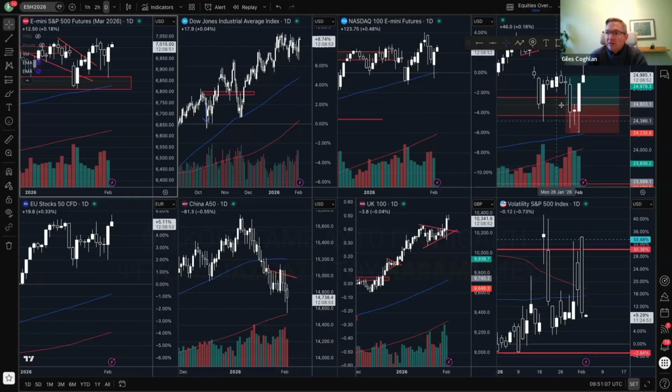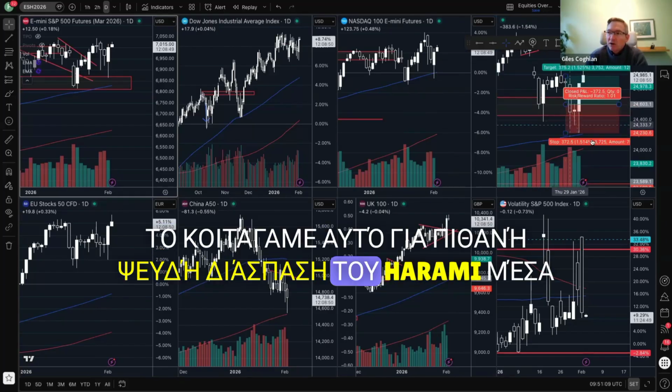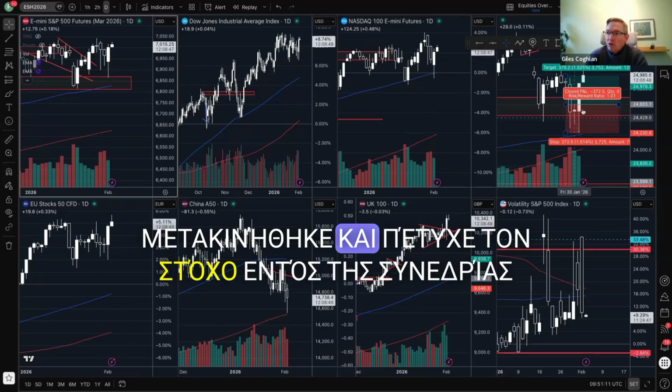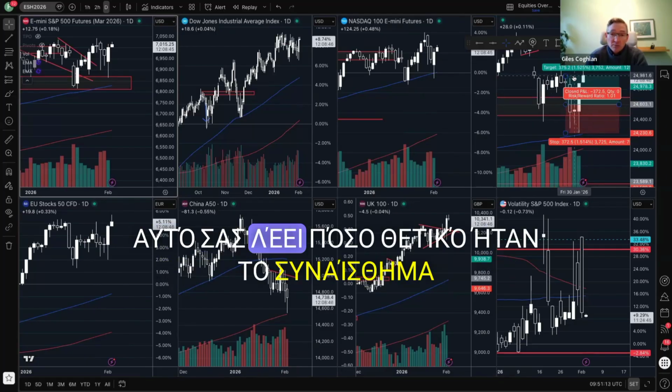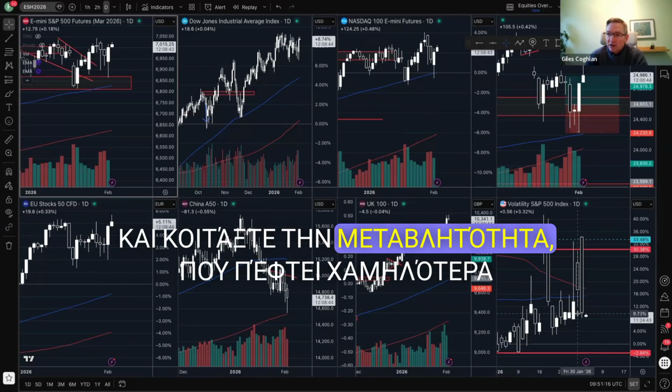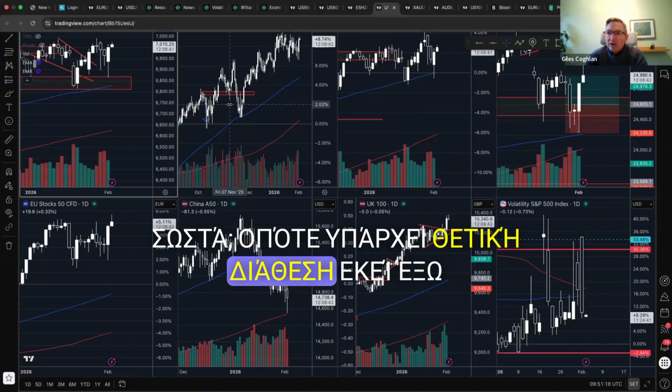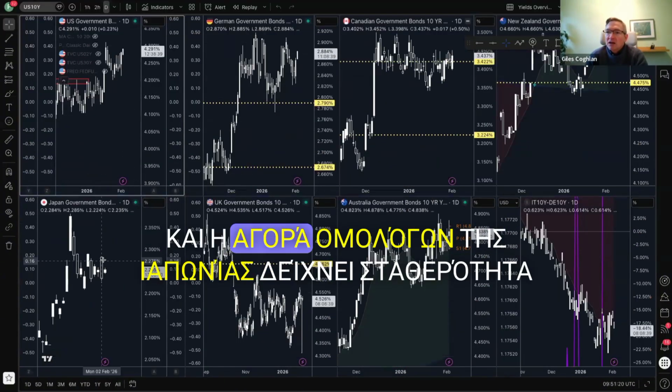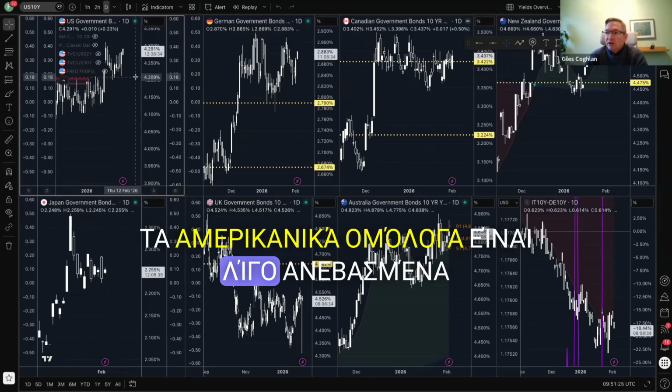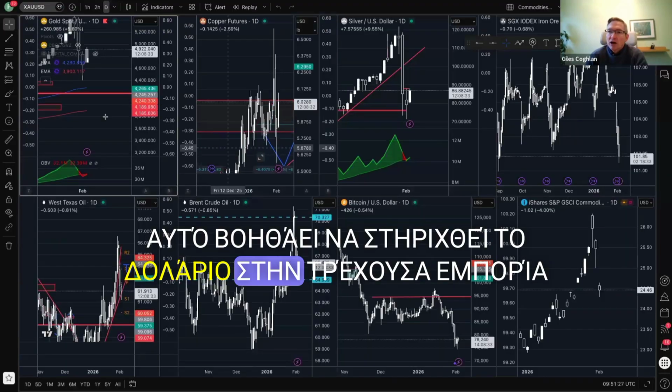Remember that DAX? We were looking at that for a potential false break of Harami inside bar, and it kind of moved and hit target within the session. That tells you how positive sentiment was. And look at the volatility dropping lower, right? So it's a positive mood out there, and the Japanese bond market is showing stability. US treasuries are up a little bit. That's helping to support the dollar in current trade.